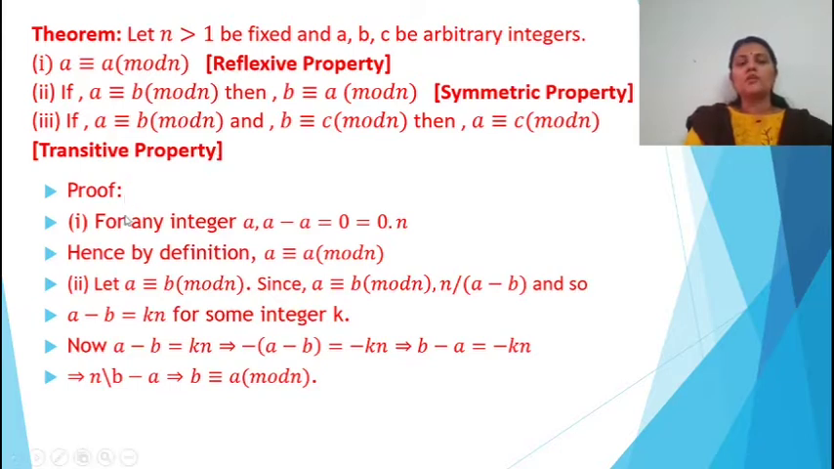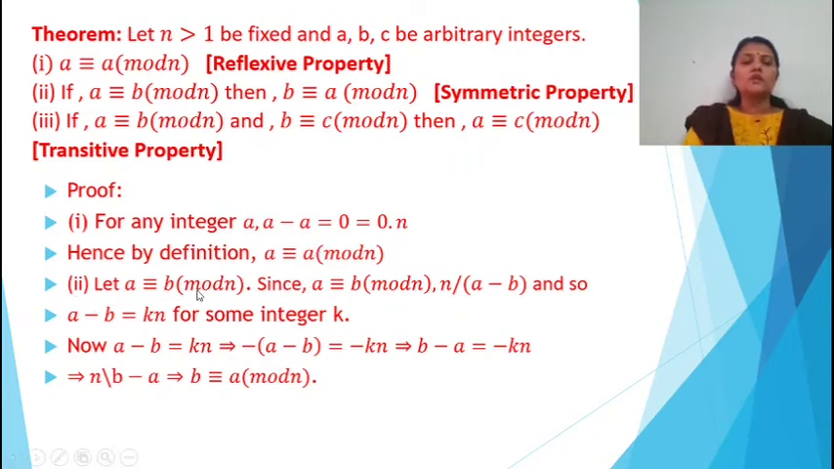That is, congruence is an equivalence relation. Now we are going to prove that. First one, for any integer a, a minus a equal to 0, which we can write 0 times n, hence by definition a congruent to a mod n. Now that's the reflexivity property.